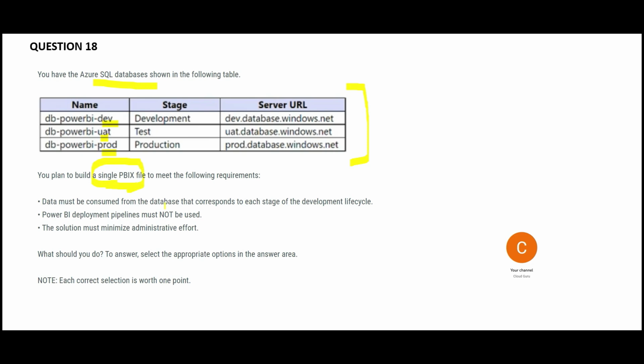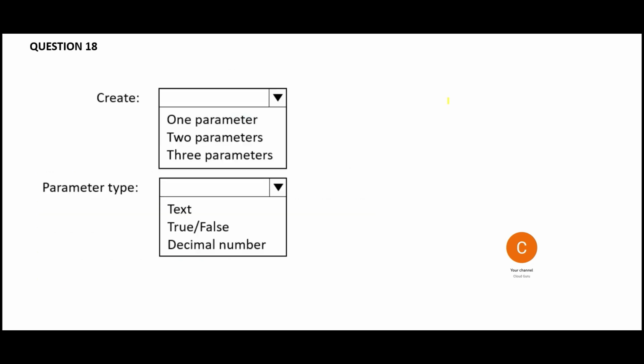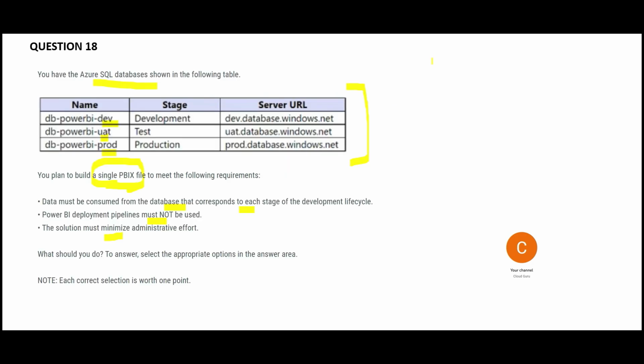So they say that data must be consumed from the database that corresponds to each stage of the development lifecycle. Deployment pipelines must not be used, and you should minimize the administrative effort. So you have to choose how many parameters you would use and what the parameter type would be. In this case we want to keep it as simple as possible, so I would go with one parameter, because you reduce the complexity. Why? Because the question says that I should minimize the administration effort. That is point one, and data should be consumed at each stage. So I would want to keep it simple and less complex.